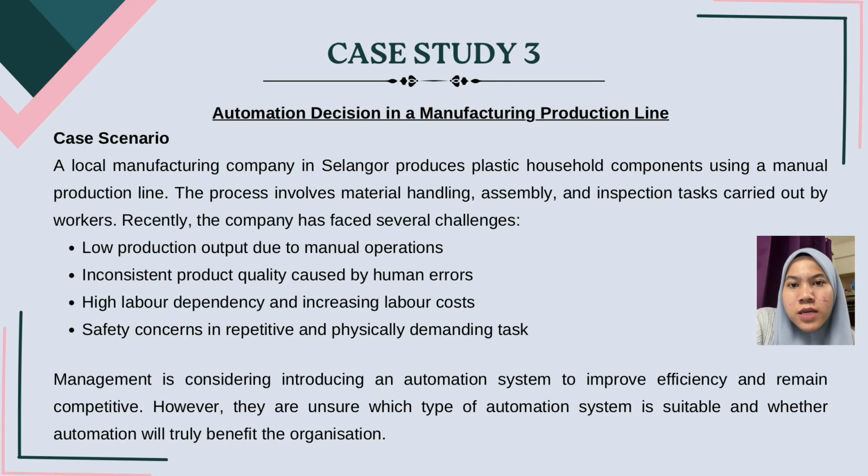We move to the third case study which covers the automation system chapter. So the case scenario is a local manufacturing company in Selangor producing plastic household components using a manual production line. The process involved material handling, assembly and inspection tasks carried out by workers. Here are the several challenges faced by the company, and management is considering introducing an automation system to improve efficiency and remain competitive. However, they are unsure which type of automation system is suitable and whether automation will truly benefit the organization.